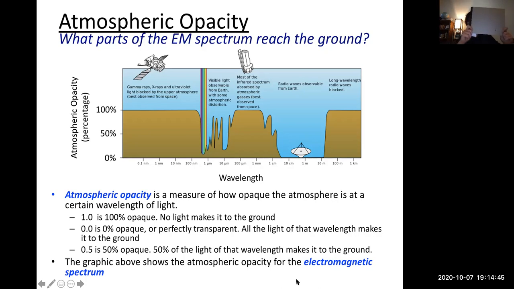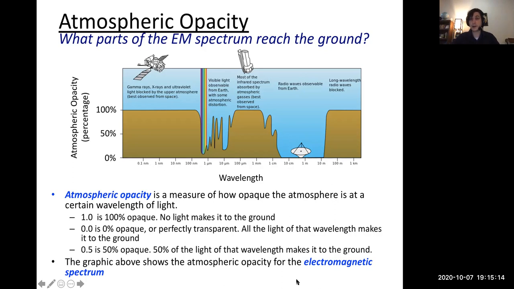Like this notepad, for visible light, has an opacity of 1. The light is not going through the notepad. However, radio wave light has no problem going through that notepad. Okay, so an atmospheric opacity of 1 is 100% opaque. That means our atmosphere will be a wall. 0% of the light reaches the ground.